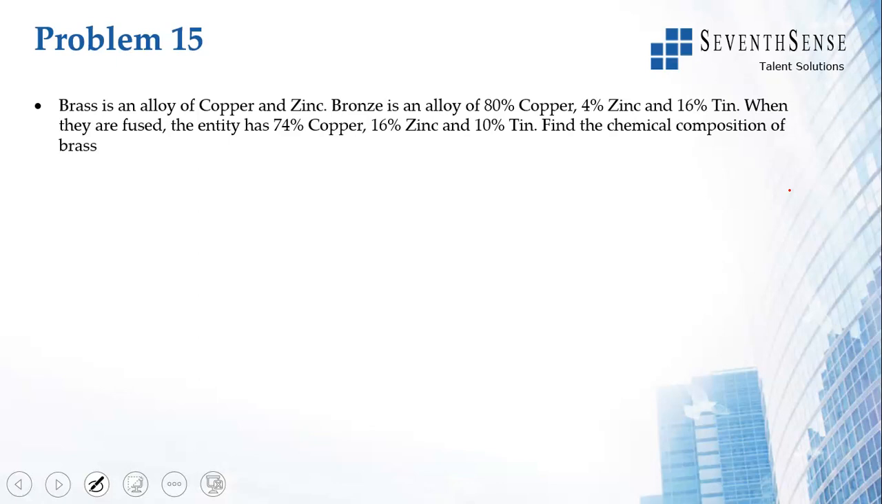Brass is an alloy of copper and zinc. And bronze is an alloy of copper, zinc, and tin. When they are fused, the mixture has some other ratio of copper, zinc, and tin. Now let me write brass. It's a very nice question. You don't know the percentage of copper, you don't know the percentage of zinc, plus 0% of tin.